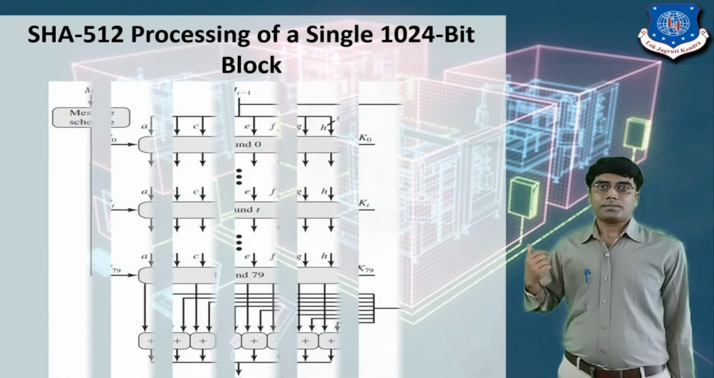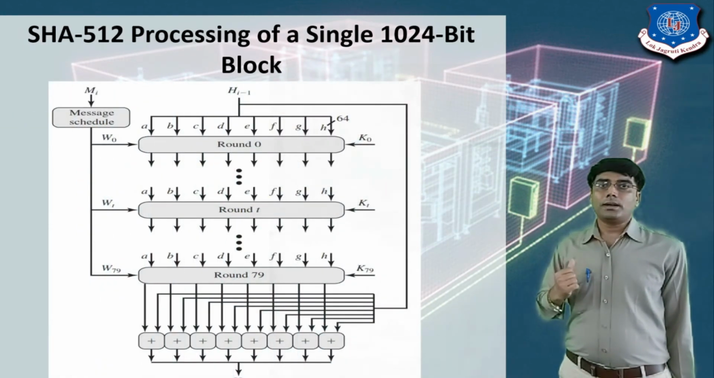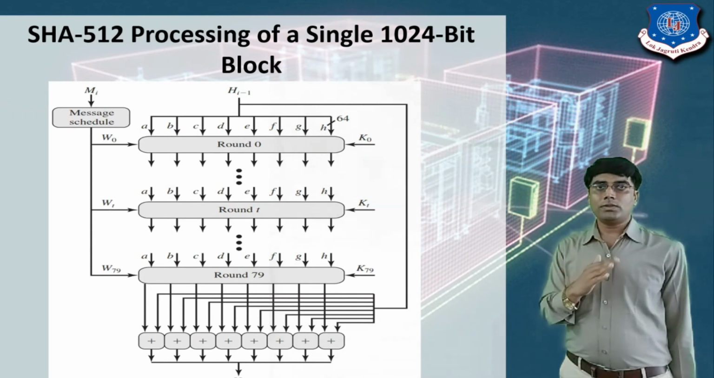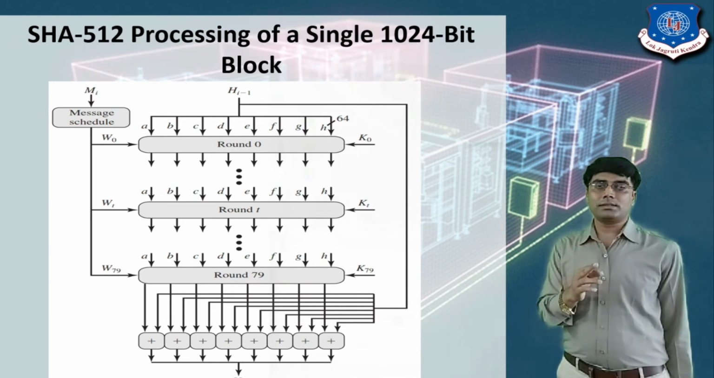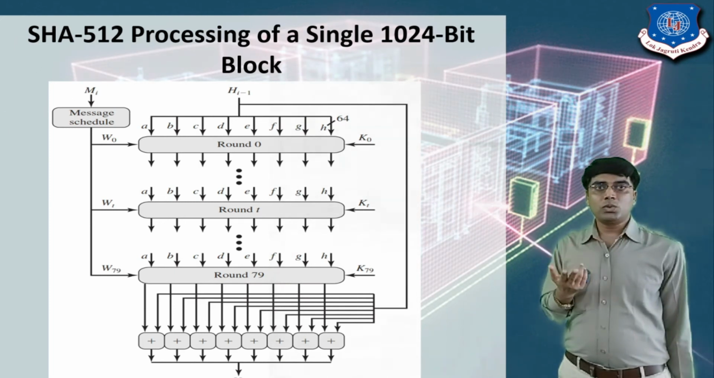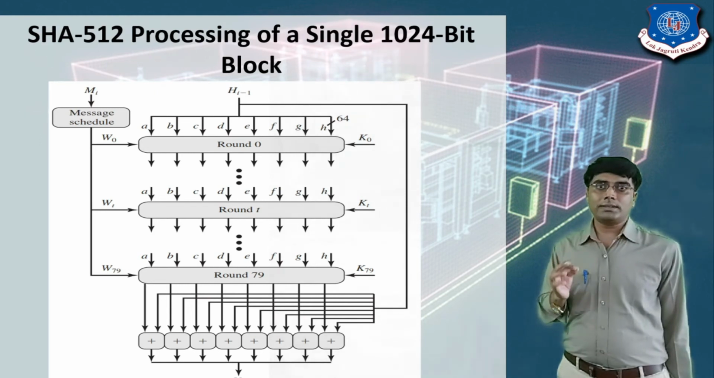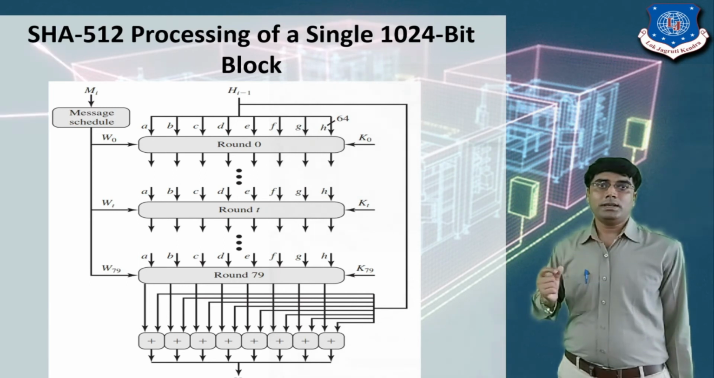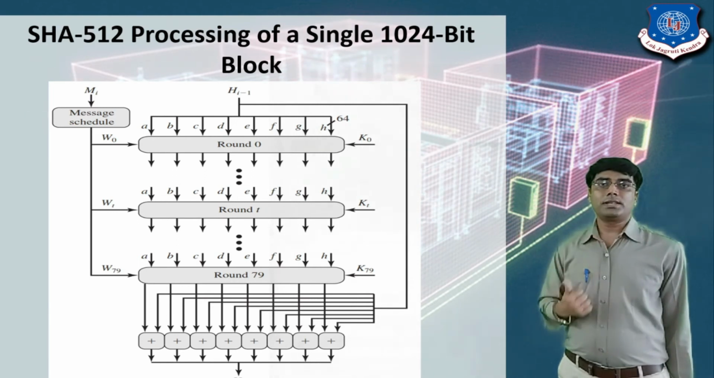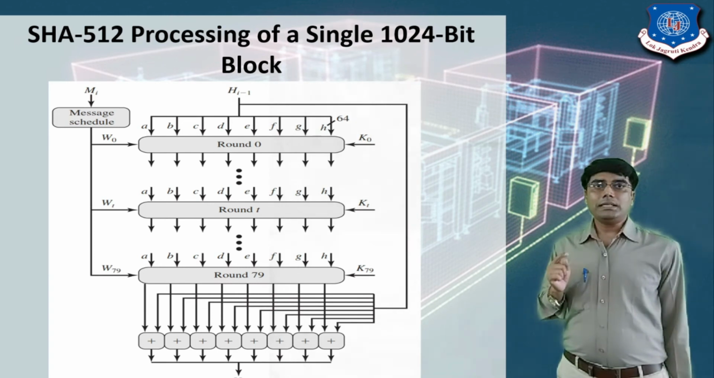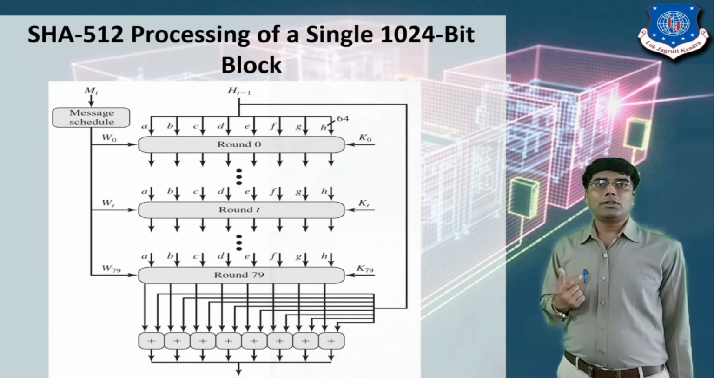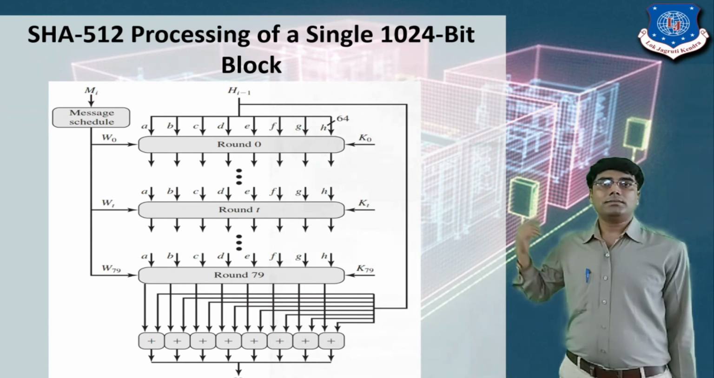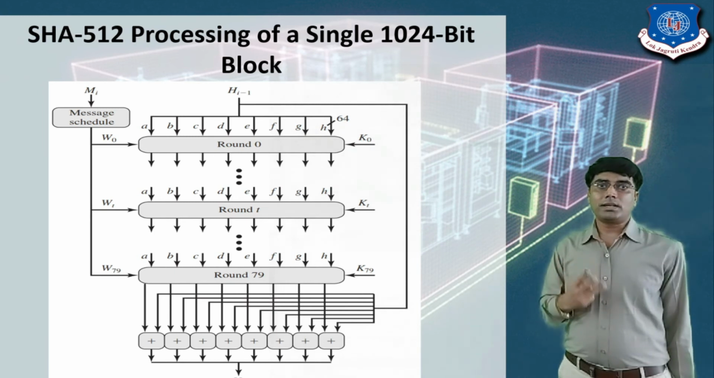The next figure: before going to see this figure, in the previous two slides we have generated the buffers. The buffers are A, B, C, D, E, F, G, H, a total of 8 buffers, and the size of each buffer is 64 bits. Now, in each and every round, we require some input. So what inputs will be considered? In each and every round, we are considering 3 inputs.